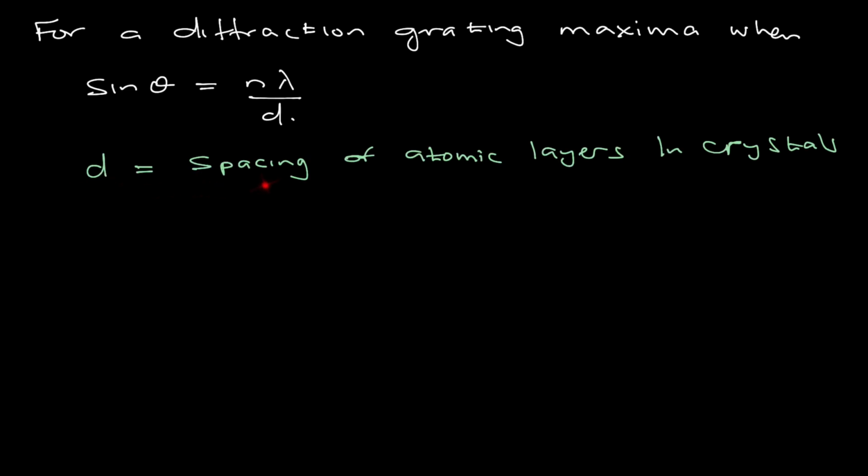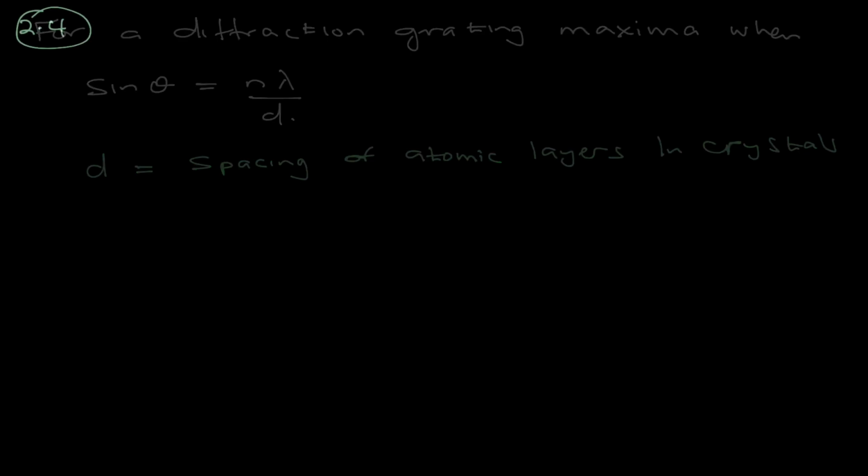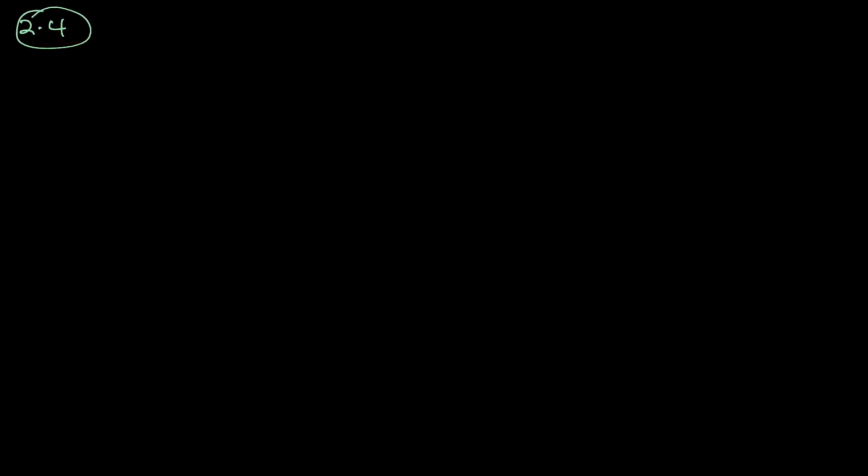So d is the spacing of atomic layers in crystals. Question 2.4. We need to explain how the emission of light from the fluorescent screen shows that the electrons incident on it are behaving as particles.